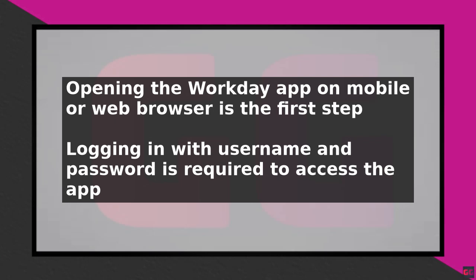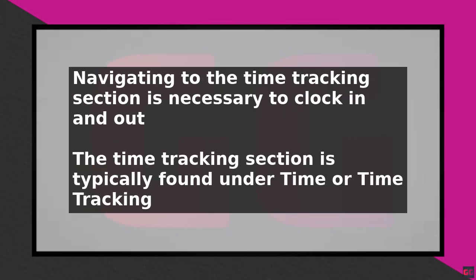If you are a new user, you may need to set up your account first by following the prompts provided by your organization. After logging in, navigate to the time tracking section of the app. This is typically found under a section titled Time or Time Tracking. Click on this section to access the clock in and out features.